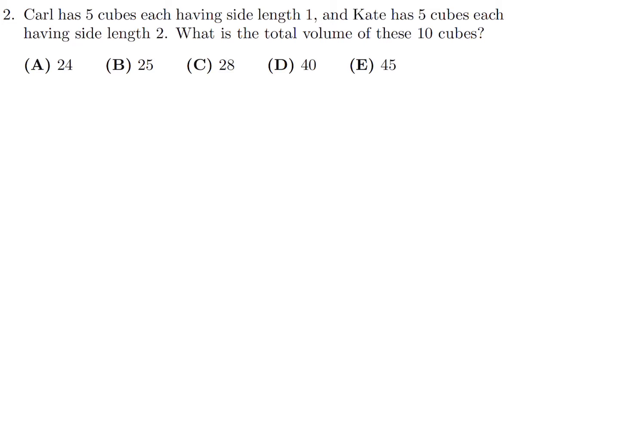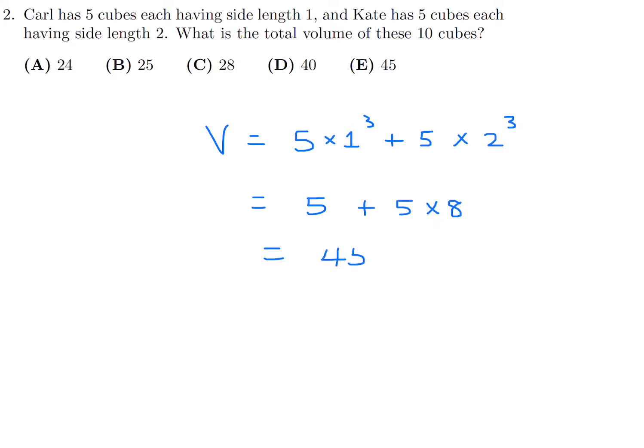Carl has 5 cubes each having side length 1, and Kate has 5 cubes each having side length 2. What is the total volume of these 10 cubes? The total volume is 5 times the first side length cubed, and then 5 times the side length 2 cubed. The volume of the cube is the side length cubed. So this is 5, and this is 5 times 8. Therefore, that's 5 plus 40, and that is 45. So number 2, the answer is E.